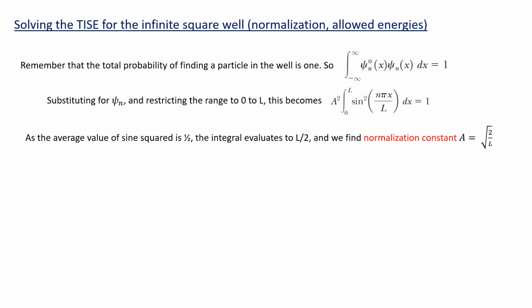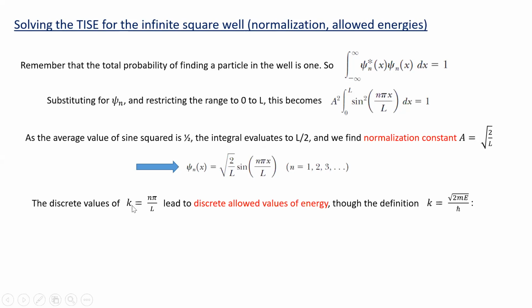Okay, so that's an example of normalization, finding the constant which makes the integral of the probability density equal to 1. So we have our family of functions now. We know what a is. It's the square root of 2 over L. And the wave functions psi n are the square root of 2 over L times sine of n pi x over L. What about the energies? We care a lot about energy, it's very important, it determines the behavior of systems.